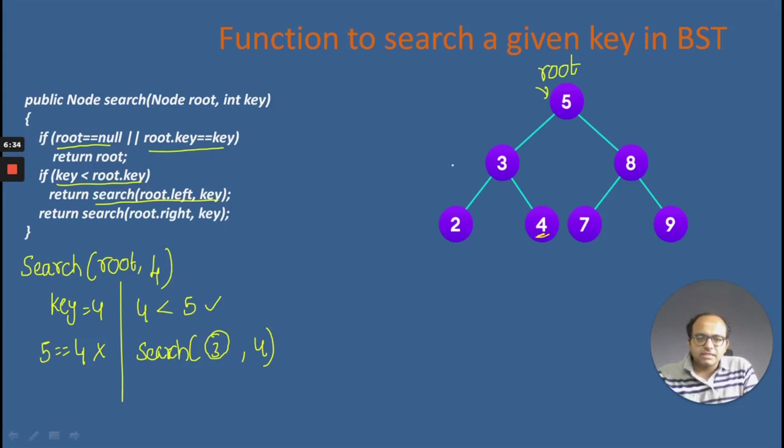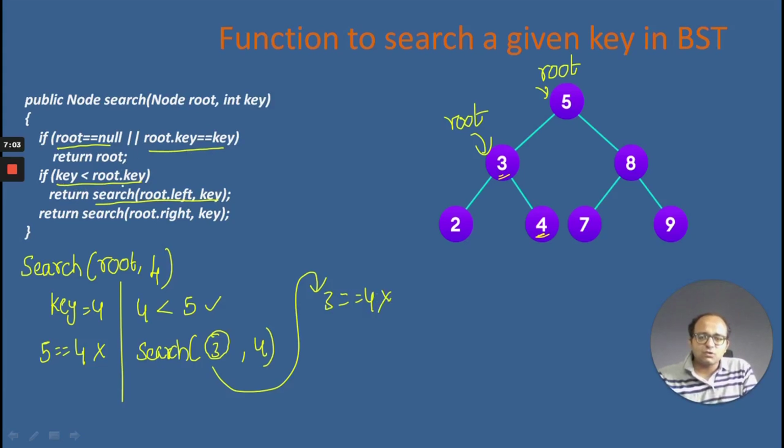Now this will become the root node. In the second recursive call, this will become the root node. And if you see the execution of this recursive call, root double equal to null. Currently root is not null, so condition is false. Root dot key double equal to key. Root dot key value is 3. 3 double equal to 4. Condition becomes false. So associated statement will not be executed.